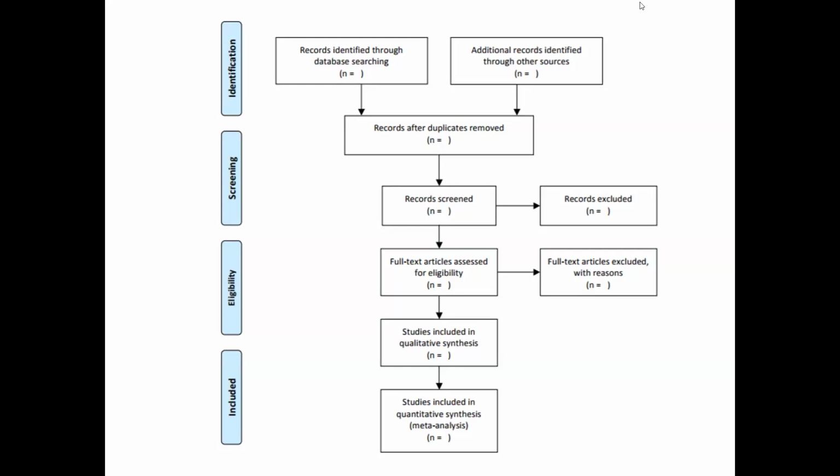Then duplicates will come, because you are searching different databases, right? Search engines like PubMed, and you will also search Web of Science. Some articles will be in both, but when you take both of them, duplicates will go. Then you screen them. When you screen, these articles will be excluded because they did not match your research question or did not match your exclusion criteria. Then you read the article completely.